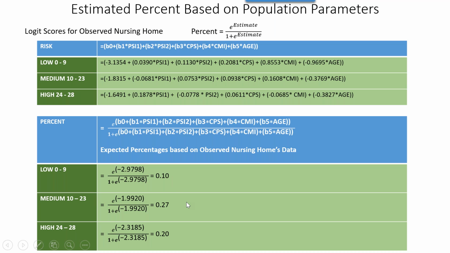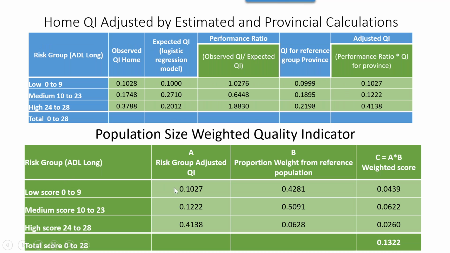0.27 for the medium risk ADL, and 0.2 for the high risk. So now we've got the theoretical, the provincial, and we've got your average. Let's now do the calculation for the theoretical. We're going to take what it was in your home, the observed QI, 10, 17, and 38. This is the expected values now, the theoretical from those millions of records.